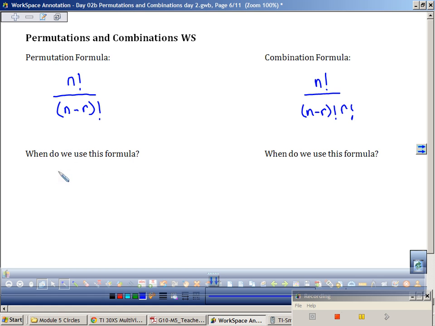When do we use this one? We use this one when we are talking about order matters. Sometimes we use keywords like arranging or in a line. It's usually arranging people or things.